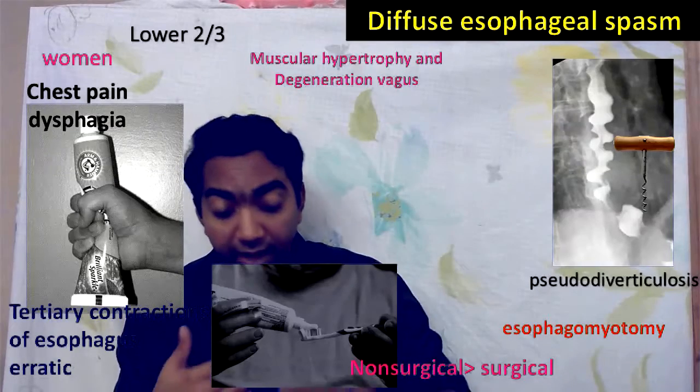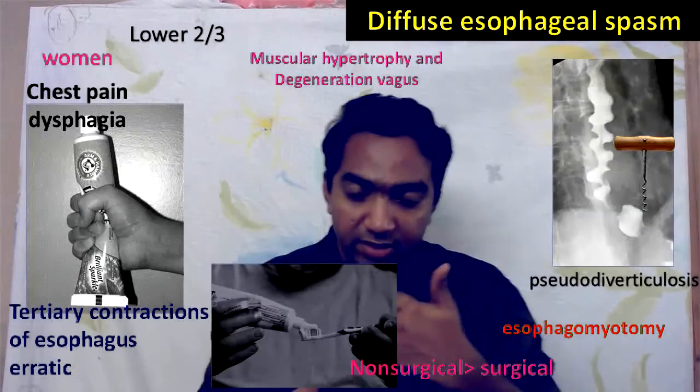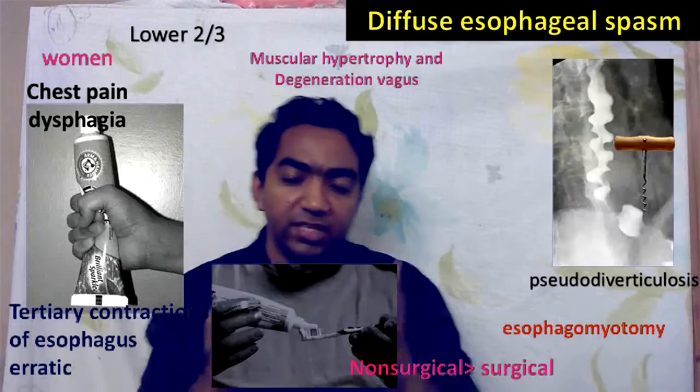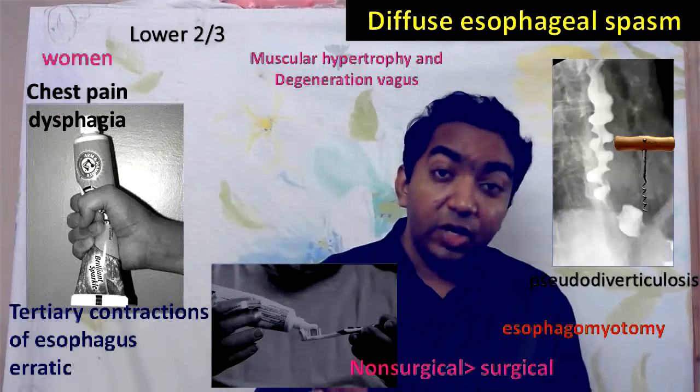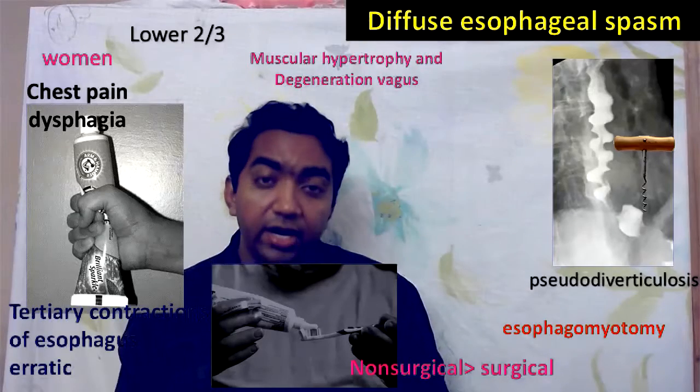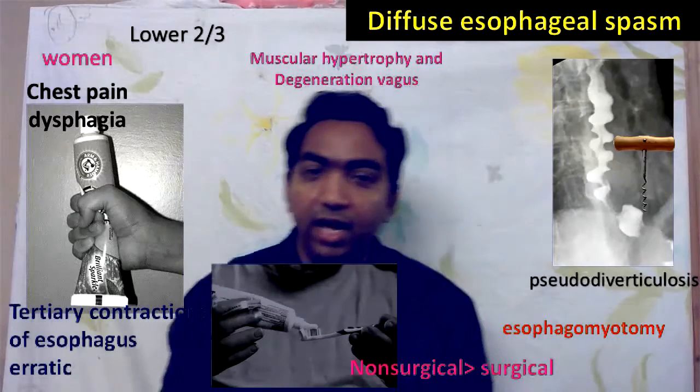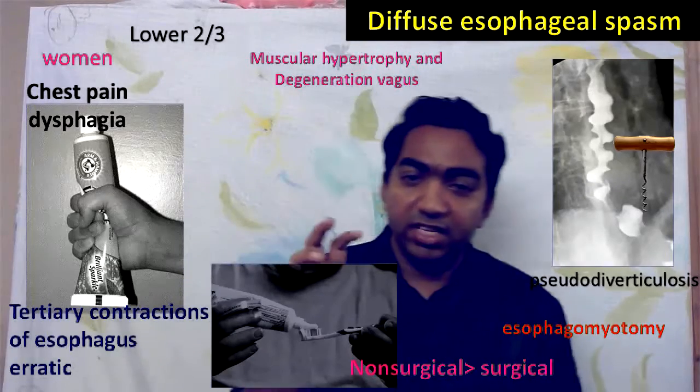What happens is a long segment of esophageal muscle is cut, where the diffuse esophageal spasm is maximally affecting. This is generally done when there is a true diverticulosis due to the diffuse esophageal spasm. You can see the picture of diffuse esophageal spasm. There are multiple contraction sites in the esophagus. The lower esophageal sphincter is normal.